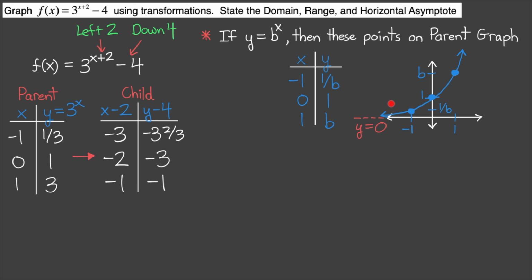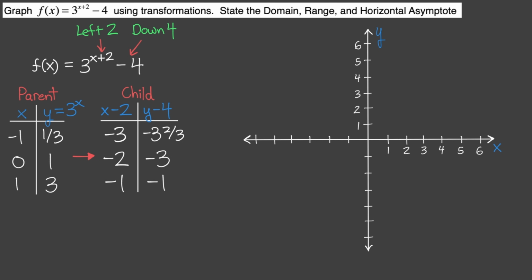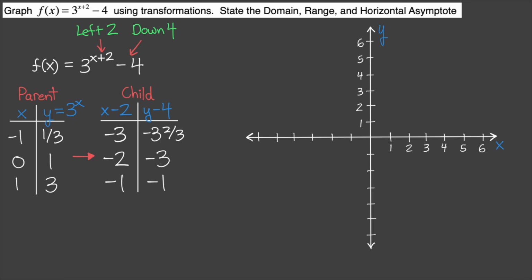I'm going to go ahead and erase our information on the parent graphs here and bring up our graph. All right, so the first thing we want to find is the horizontal asymptote when we're graphing. So the horizontal asymptote is the y shift of the exponential graph. So here we're moving down 4. That is the y shift. So that tells us our horizontal asymptote is going to be y equals negative 4.